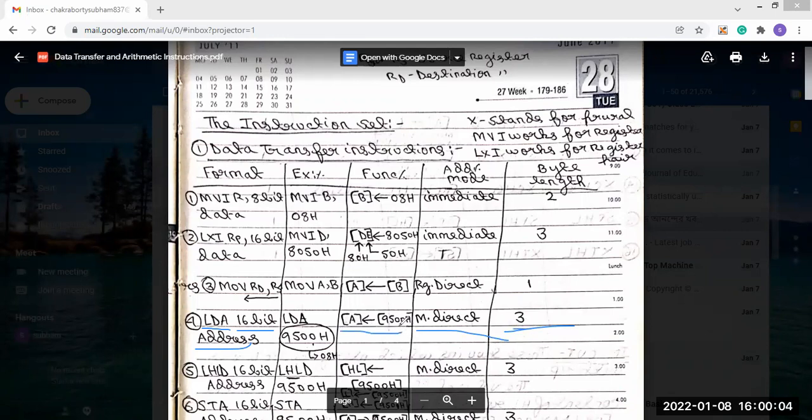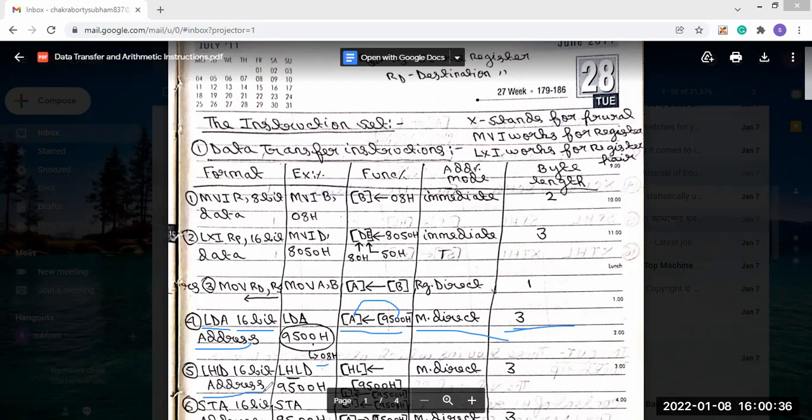And what will be the function? Here we have used 08H. This 08H data will be moved to the content of the accumulator. Then the fifth is LHLD, and a 16-bit address. This is the general format of the LHLD command. LHLD, and after that you have to mention the 16-bit address.